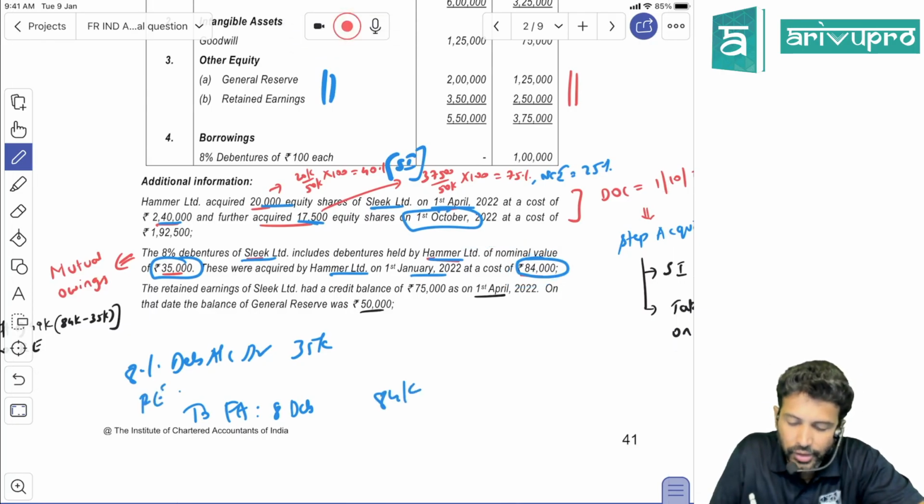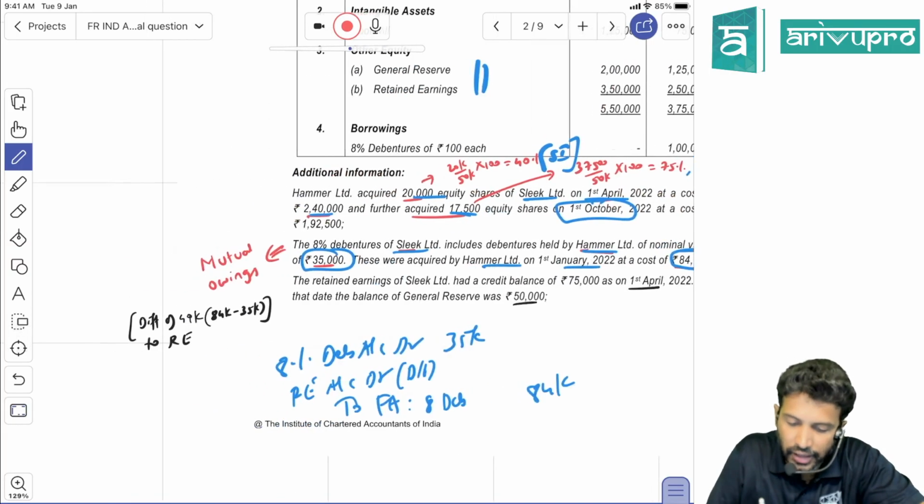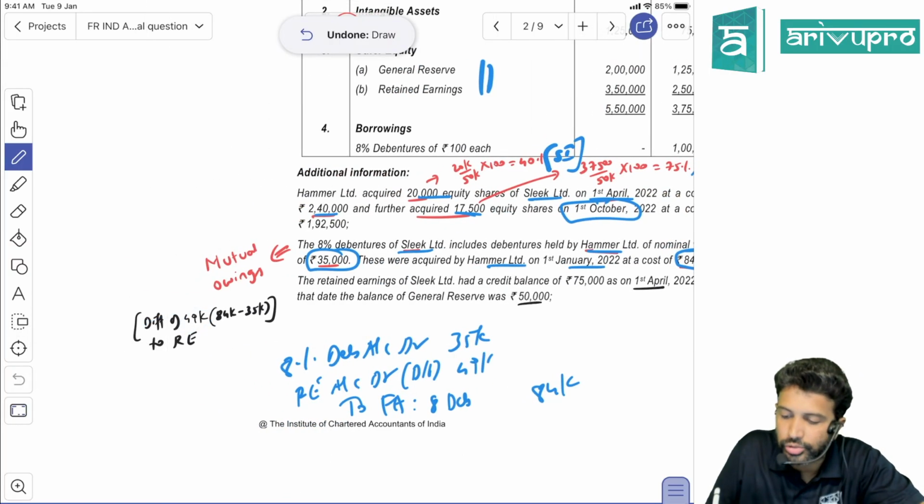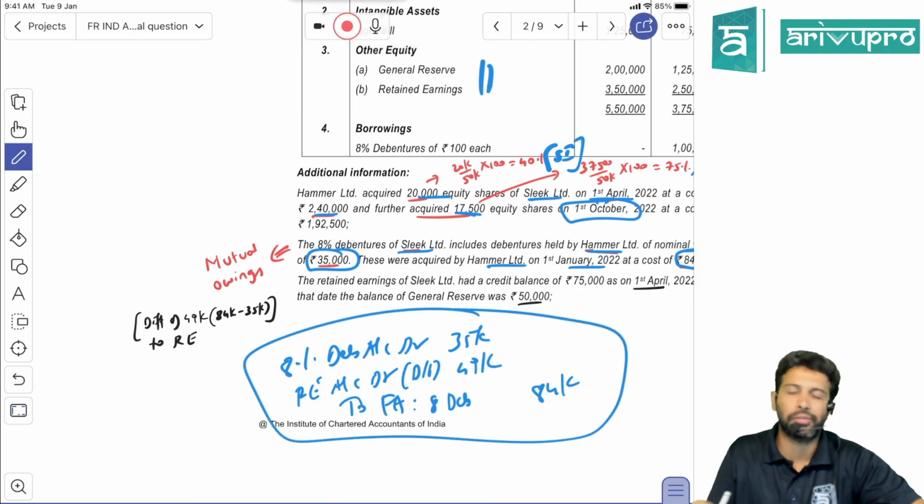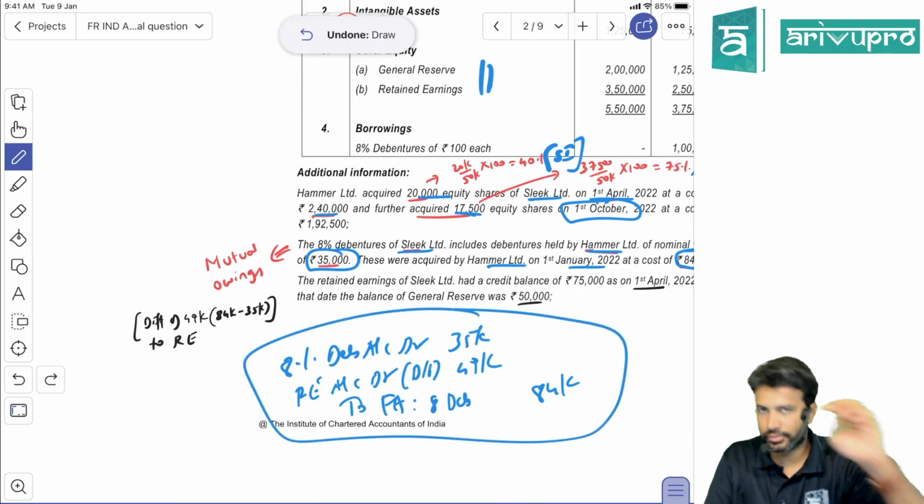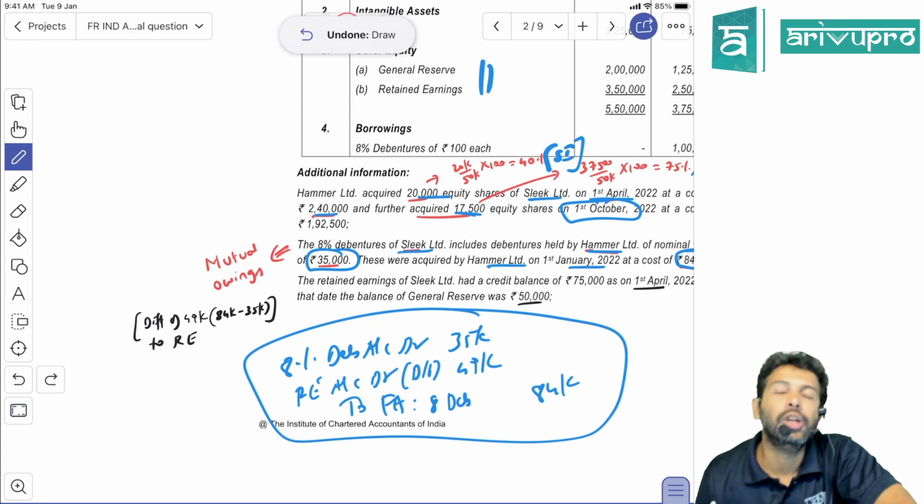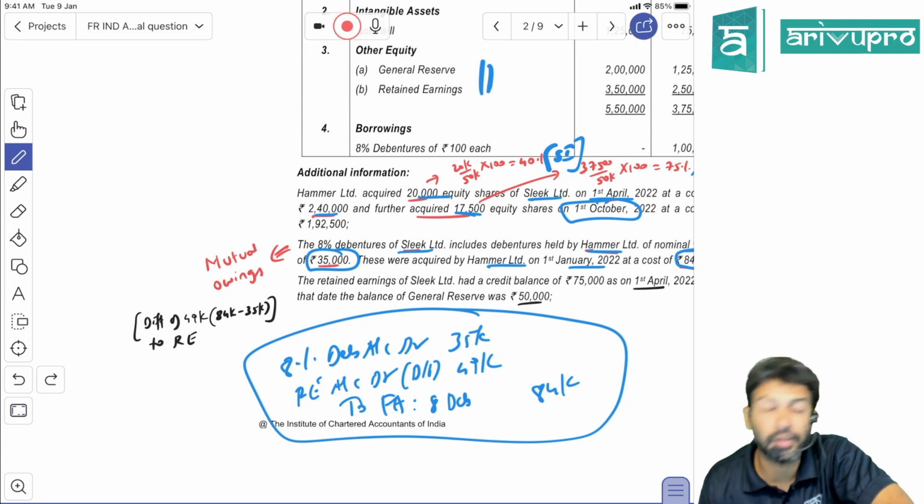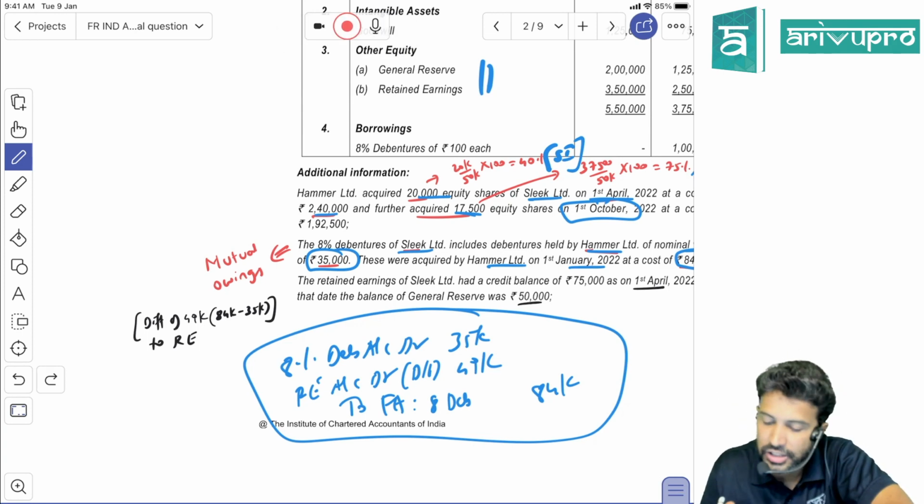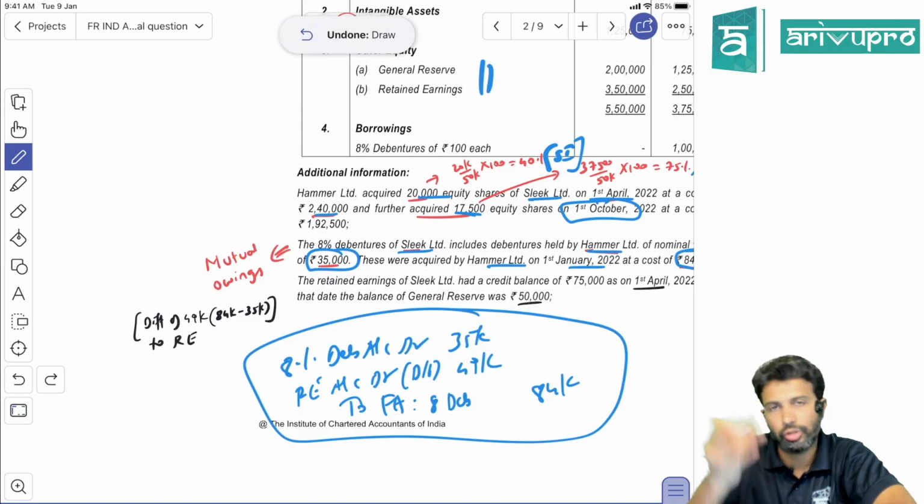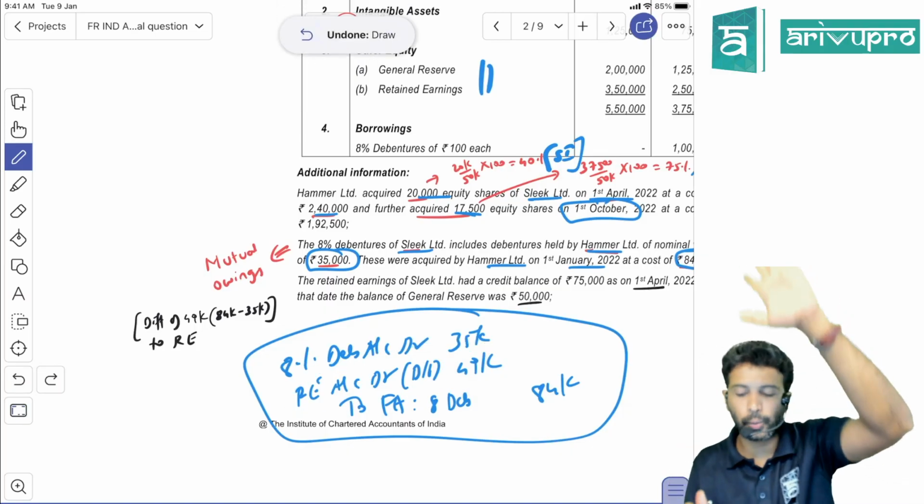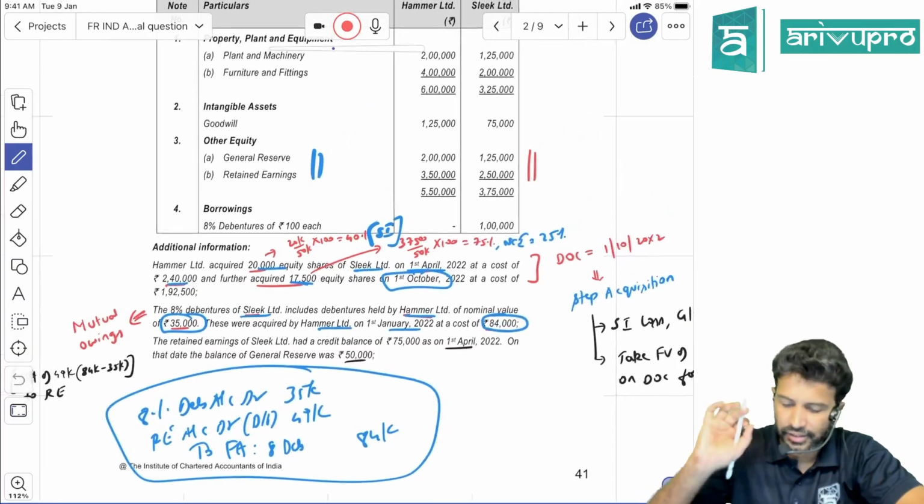So the balancing figure, you will debit retained earnings. This is arrived at as a balancing figure. That is calculated here, the difference is 49,000. We need to give the effect of this entry. Because the parent has purchased this investment, when you prepare the other equity working note for parent, this 49,000 retained earnings should be debited. So we have to reduce this 49,000 in the other equity working note. Keep this in mind. We'll see this later.